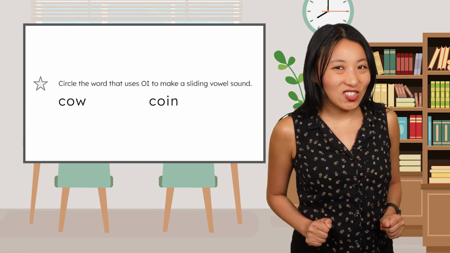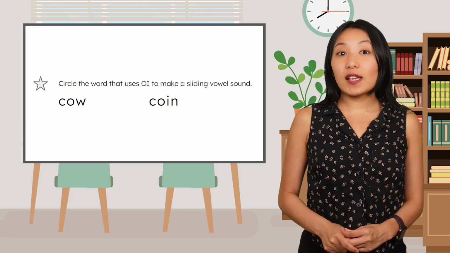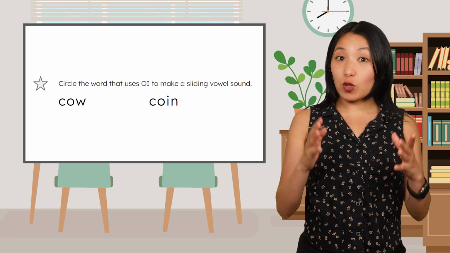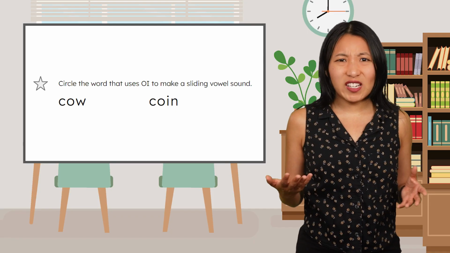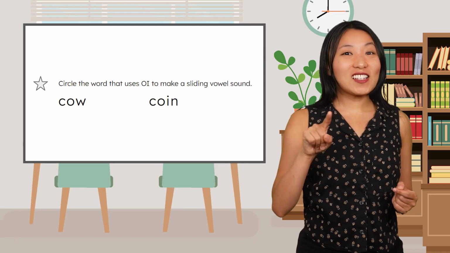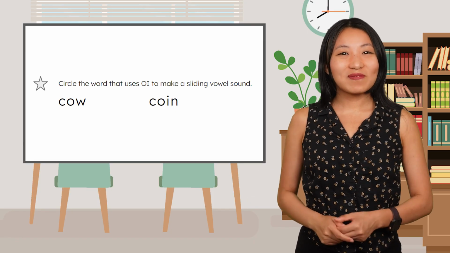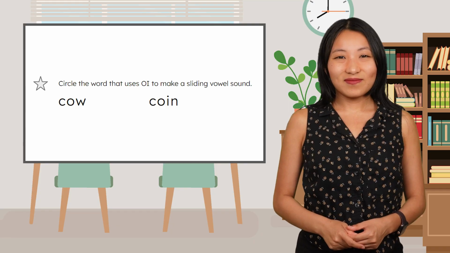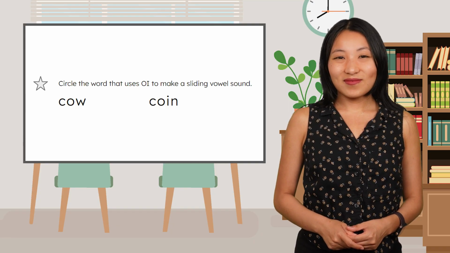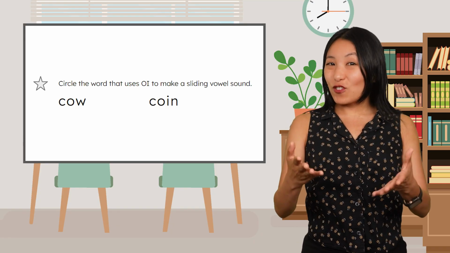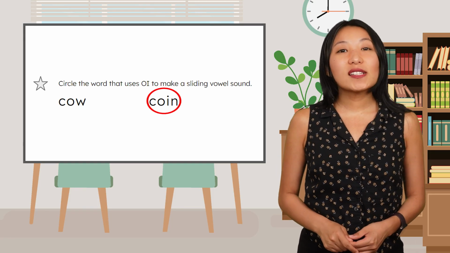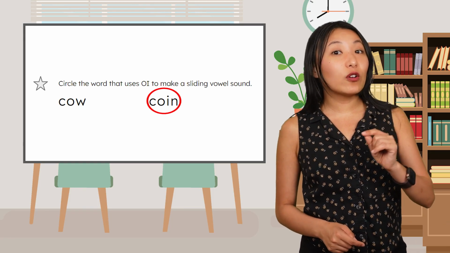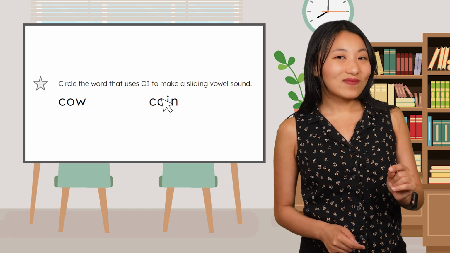Time for a challenge. Before the Sound Lab lets us move on, we have to pick the word that spells oi with oi. Which one is it? Circle your answer in your guided notes. If you picked coin, great job. The oi sound is in the middle, so it's spelled with oi.